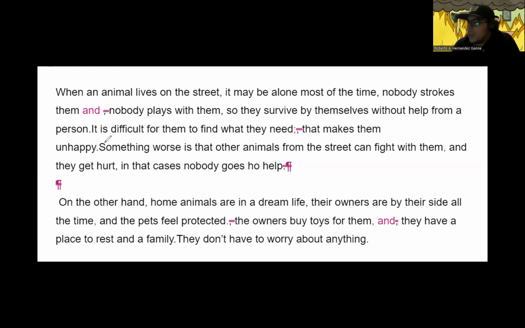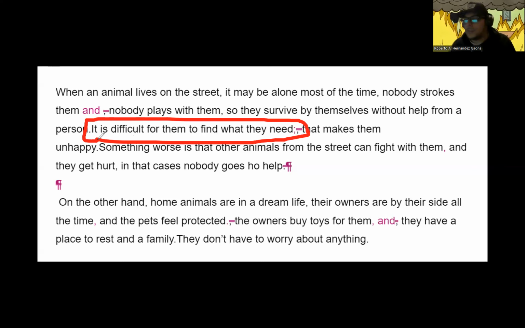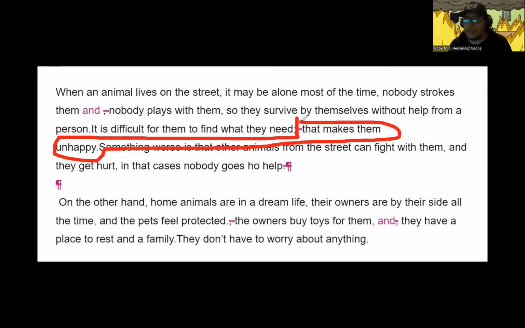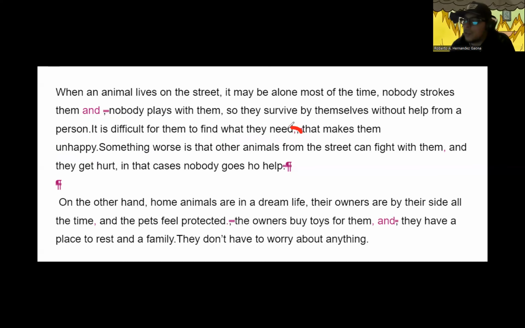Let's continue checking here. Okay, yeah, we had already done this, you guys can see that this was initially a comma, but it was changed to a semicolon. So you always have to remember, do I have a complete idea? So if we analyze, this is a complete idea, right? One complete idea. And then this one is another complete idea. That one right there. That makes them unhappy. So we can use a comma to join them unless you're using a fanboy. So what we did was, we changed the comma for a semicolon. That way it's still a compound sentence. So it works as a compound, right?